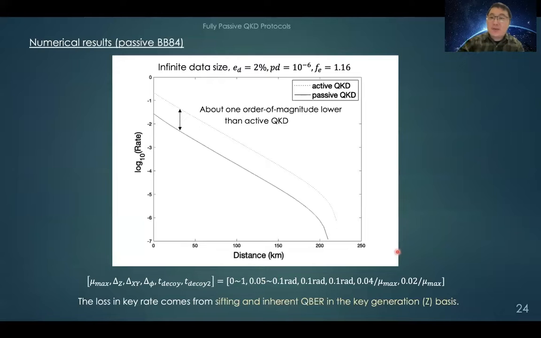Now let's look at the performance of the protocol with some simulations. Here we plot a simulation of the 3 decoy setting passive QKD protocol versus the active QKD counterpart. As we can see, it has consistently a good key rate across all distances, but about 1 order of magnitude lower key rate than the active QKD. That is because of the sifting and also the inherent QBER of the finite polarization slices in the key generation basis, which is the price you have to pay in exchange for the better implementation security of passive QKD.